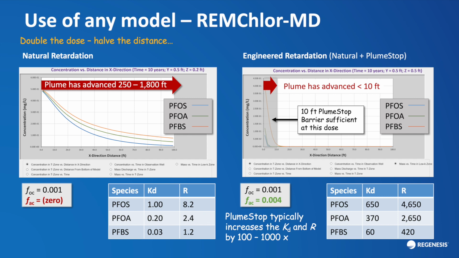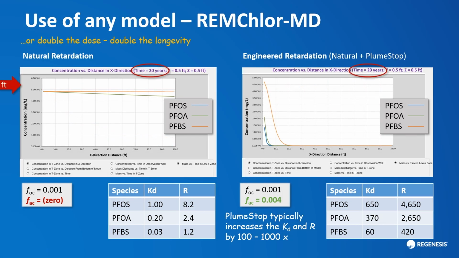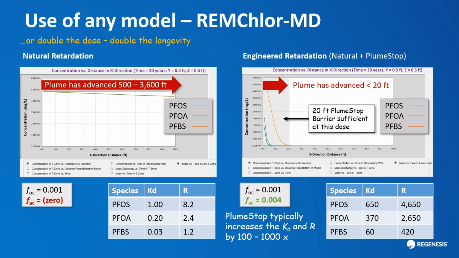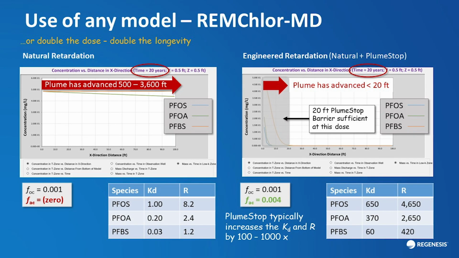Or indeed, by the same token, if we were to double the dose, we could, for a 20-year period rather than a 10-year period, contain that PlumeStop. So we can play tunes with this. Double the dose, double the time, or double the dose, half the amount of distance the barrier has to cover for a given time. I trust you get the general feel of the types of play around we can do, even with some hacked software.